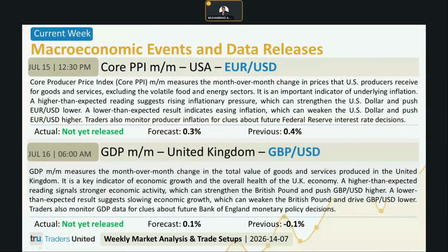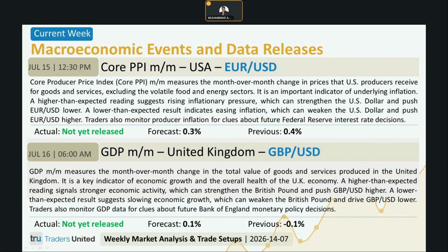Okay, so the first one, core PPI. Now, what is core PPI? Core PPI stands for Core Producer Price Index. So PPI means Producer Price Index, and M over M means month over month. So core PPI measures the month over month change in prices that US producers receive for goods and services, excluding the volatile food and energy sectors. It is an important indicator of underlying inflation in the United States. The report helps traders assess inflation trends before they reach consumers.